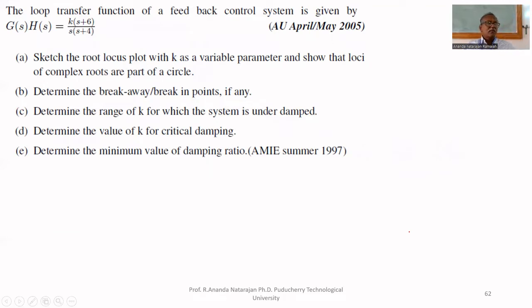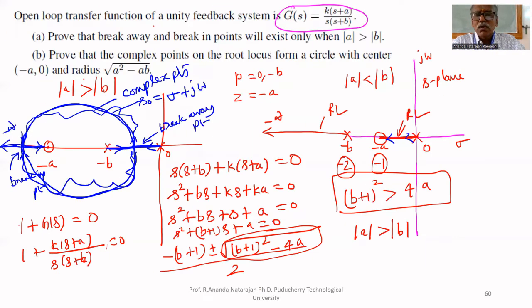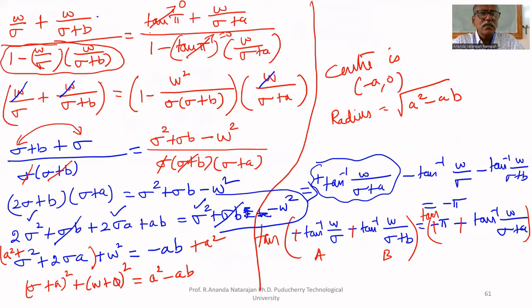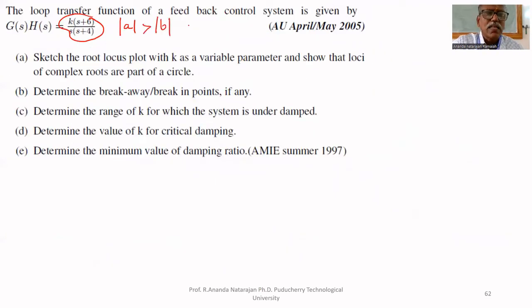If you see this pattern of G of S, you should remember that it will have a circle of radius square root of A square minus AB, and its center will be minus A comma 0. So it will have a circle because this is the form, modulus of A is greater than modulus of B. Therefore, it has a circle.